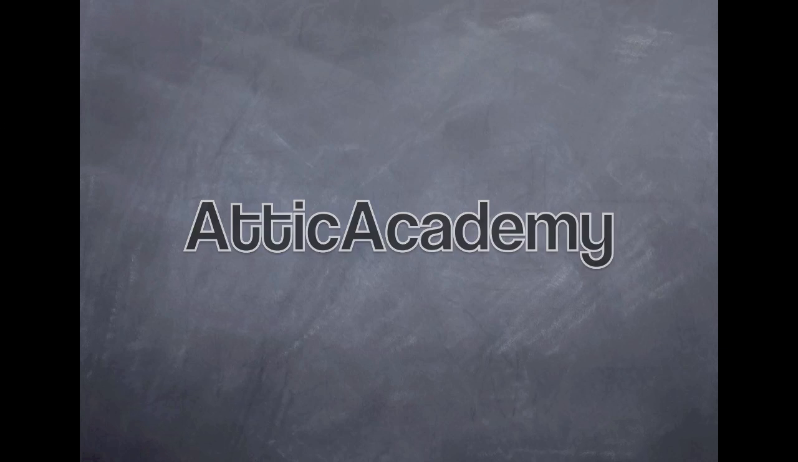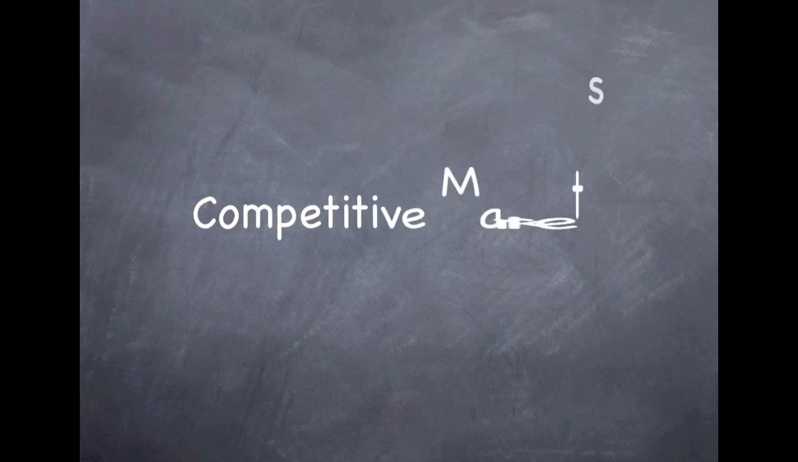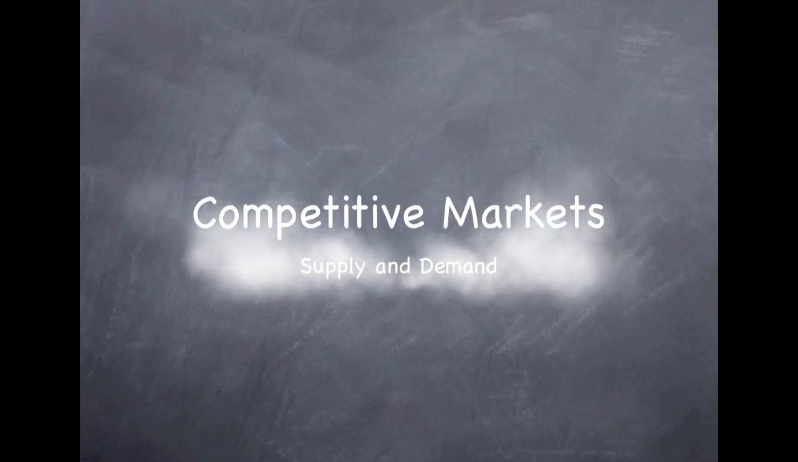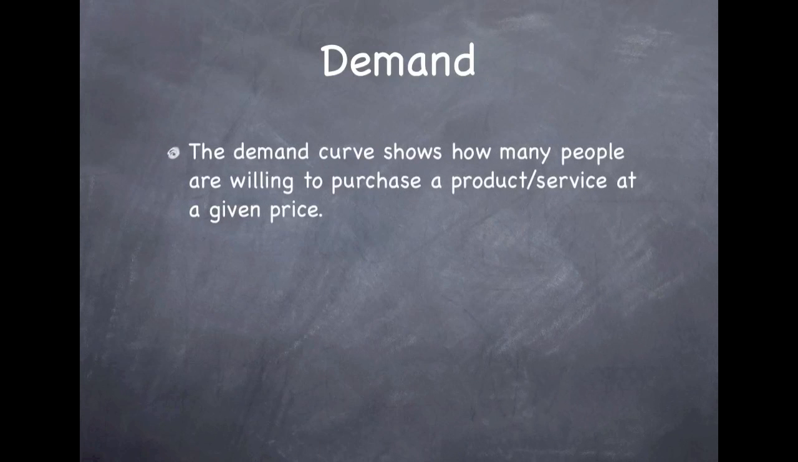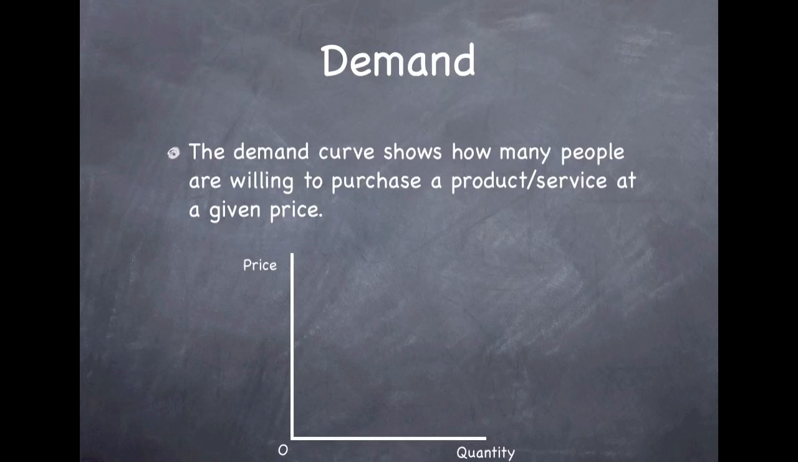This video is about the very basics of supply and demand in competitive markets. The demand curve is a graphical representation of how much consumers value a product or service, and therefore shows how many people would be willing to purchase that product or service at any given price. When drawing any curve, you must always label your axes appropriately. In the case of a demand curve, the labels are price and quantity.